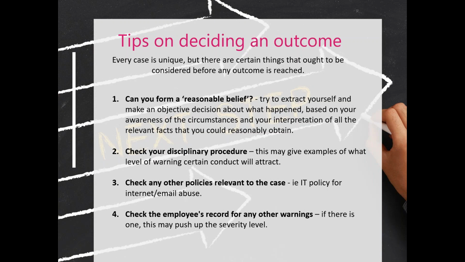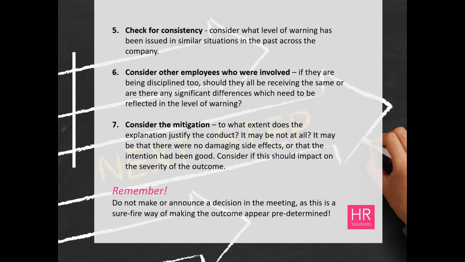Other employees who are involved, so if a group of people have all been involved in the same thing, it's likely that they will all have to end up on the same warning. Equally, between them, they might have done something which means there's a significant difference, and that might have to be reflected in the level of warning that they achieve. So again, make a note of the objective reasons why that might be.